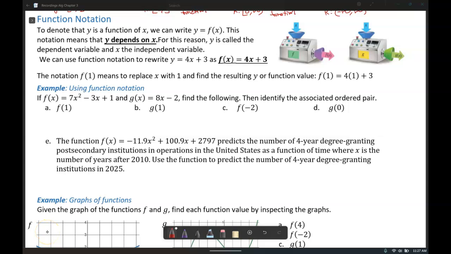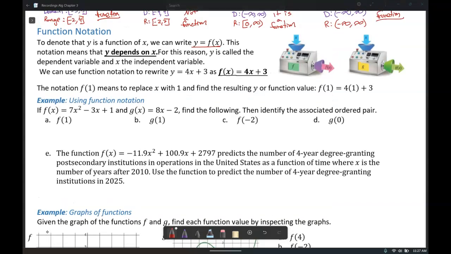Now we'll go ahead and wrap up our second section on functions by looking at something called function notation. To denote that y is a function of x, meaning that y depends on x, we can replace y with what we call f of x. That's read as "f of x." Again, that means y, the output, depends on x, the input. Because of this, y is considered our dependent variable, while x is our independent variable.